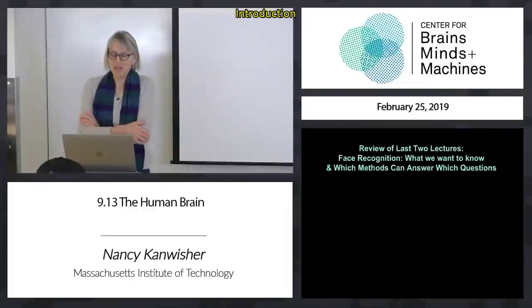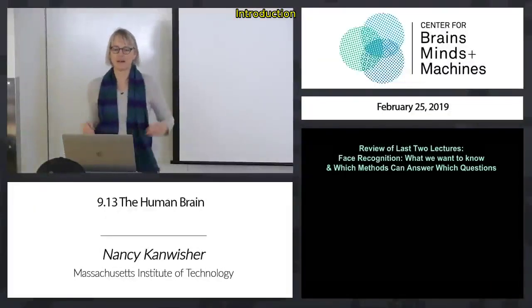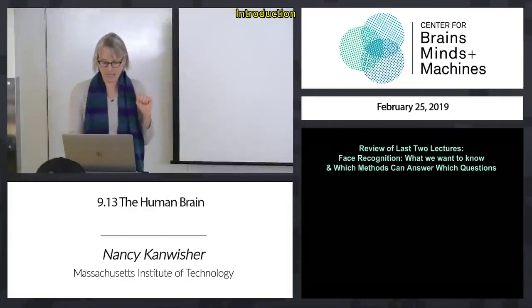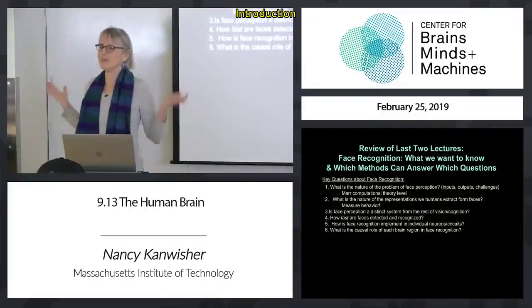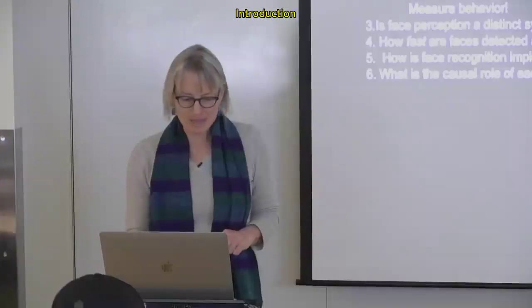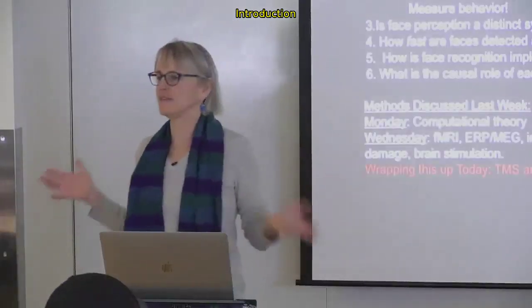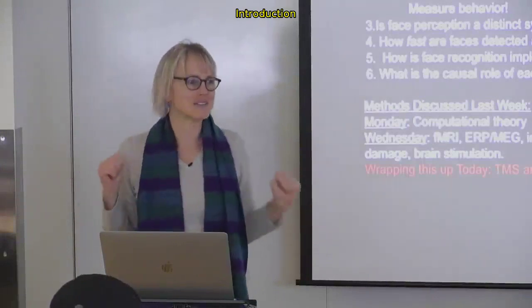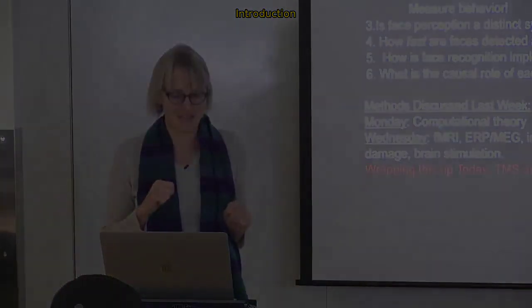So to remind you, last week we've been doing two things at once: asking a whole set of questions about what we might want to know about face perception in the brain. But at the same time, the agenda has been to consider the different methods available in human cognitive neuroscience and what kinds of questions each one can answer. Okay?